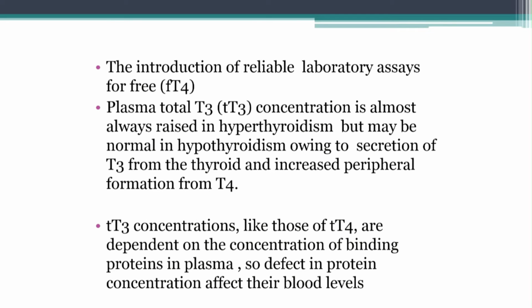With the introduction of reliable laboratory assays for free T4: plasma total T4 concentration is almost always raised in hyperthyroidism, but may be normal in hypothyroidism, owing to secretion of T4 from the thyroid and increased peripheral formation from T4. Total T3 concentrations, like those of total T4, are dependent on the concentration of binding protein in plasma, so defects in protein concentration affect their blood level.